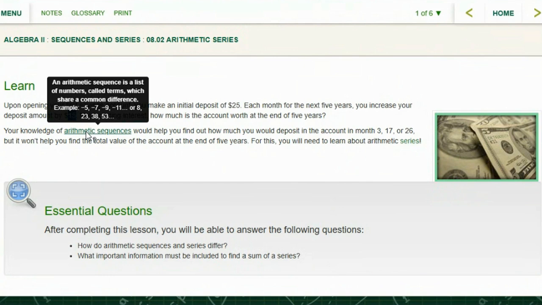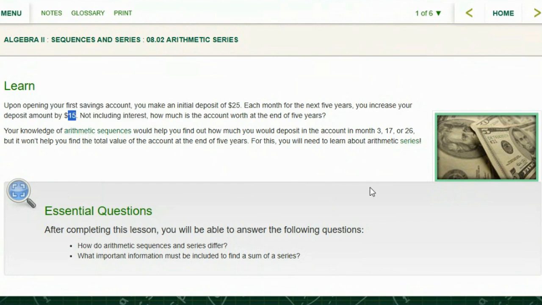So your knowledge of arithmetic sequences will help you find out how much is in there, because you put $25 in, and then next month you put in $40 because you increased it by $15, and then the next month you put in $55, and then you put in $70 because you're making more and more money each month.